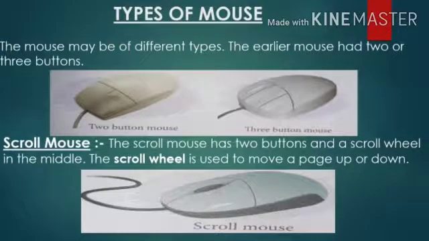Next is types of mouse. We have different types of mouse. Earlier times we had only 2 or 3 button mice, but nowadays we have 4 types of mouse. First one is scroll mouse. A scroll mouse has 2 buttons and a scroll wheel in the middle. Scroll wheel is used to move a page up or down.